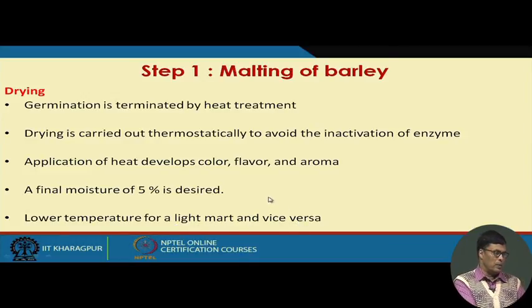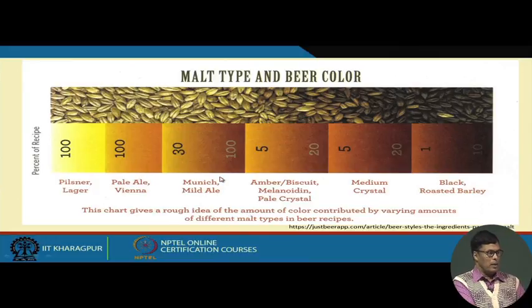So if you increase the temperature, the color will be a little bit darker, and with low temperature the color will be a little bit lighter. Now this is the color, the different colors of malt that we have with the lager beer. This is the kind of pilsner, the pale ale, that is like this. The darker one, you can see, the color of the barley grains also varies as we change the characteristics of the barley grains.